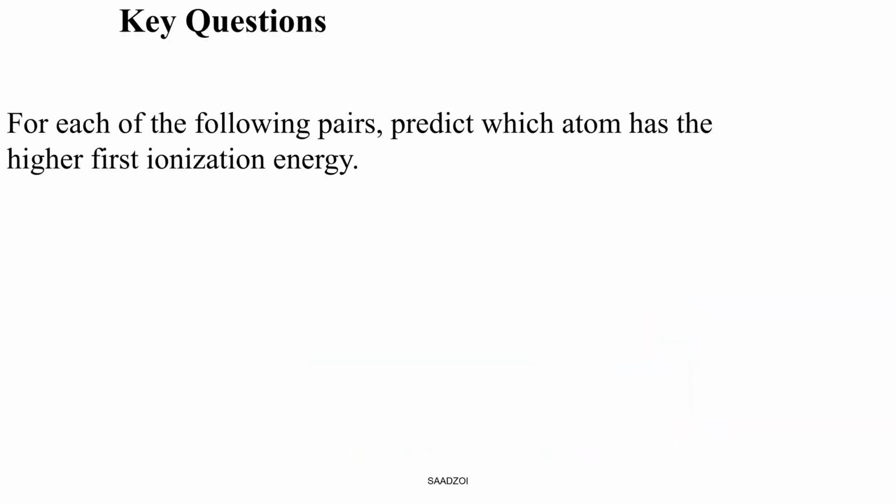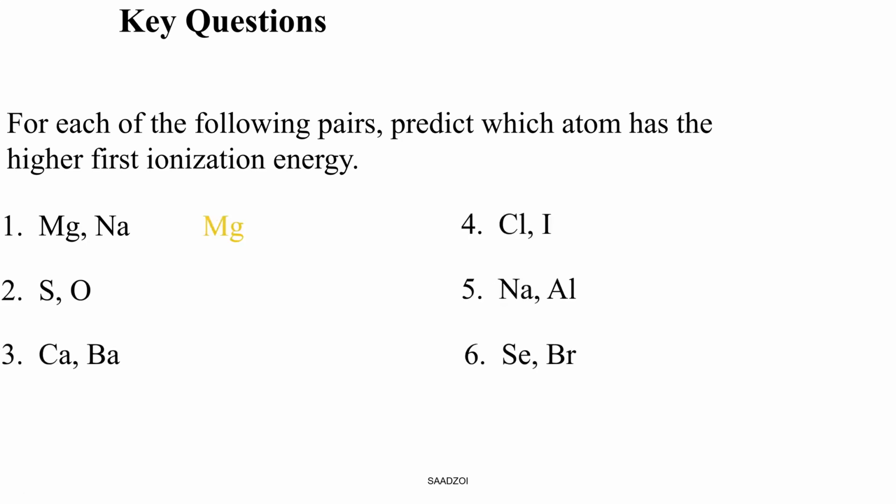All right, so let's try some key questions. Which of the following pairs predict which atom has the higher first ionization energy? So you look at magnesium and sodium in the periodic table. Sodium has 11 protons, magnesium has 12. Because magnesium has one more proton, guess what that means? Greater attraction to the nucleus, higher ionization energy. So the correct answer for that one, let me show you all of them, is going to be magnesium. Why? One more proton. That's all it takes.